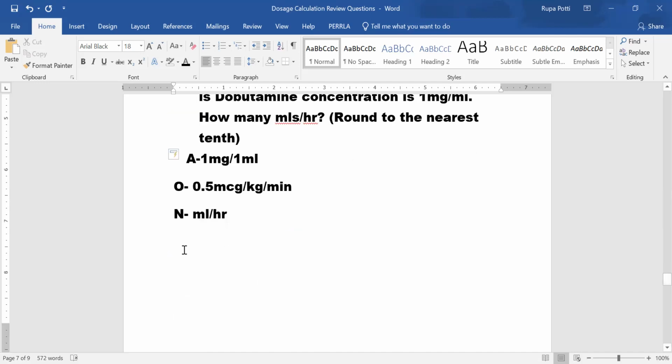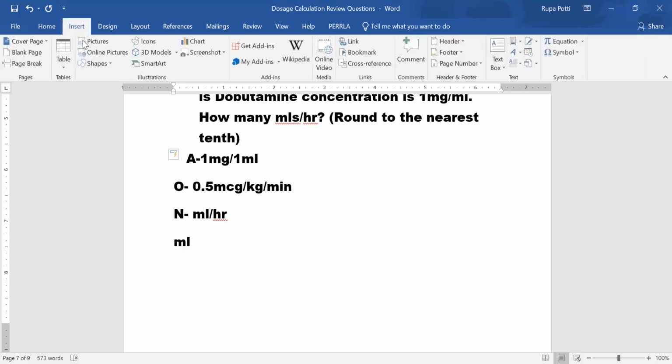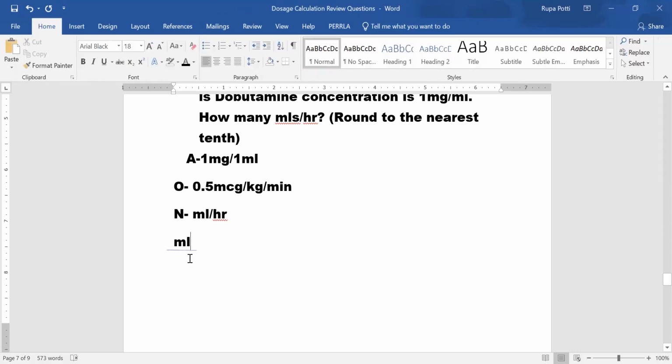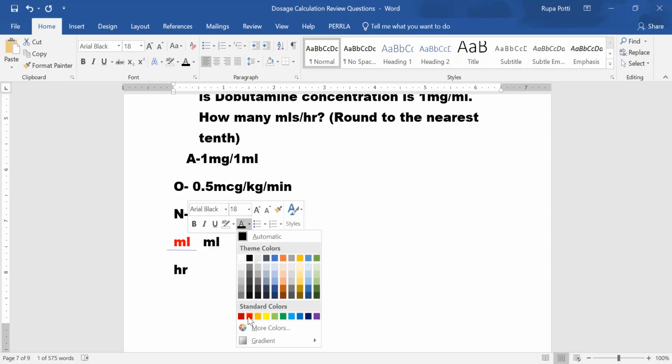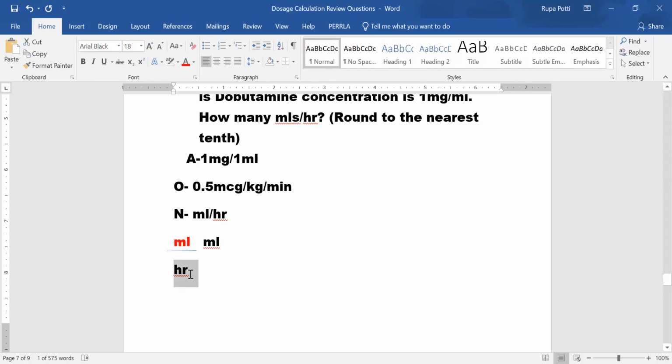So as always, I'm going to start my problem with what it is that I need. So ml per hour. In these problems, just kindly bear with me because these are longer problems and it just takes time for me to insert these lines. So this is what I need, ml per hour. So now I'm going to start off my problem with ml. I'm just going to put this in red so you don't get confused, because this is what we are looking for, right?